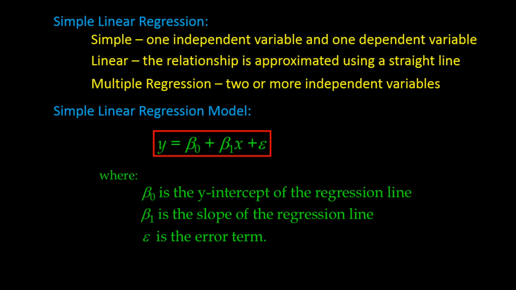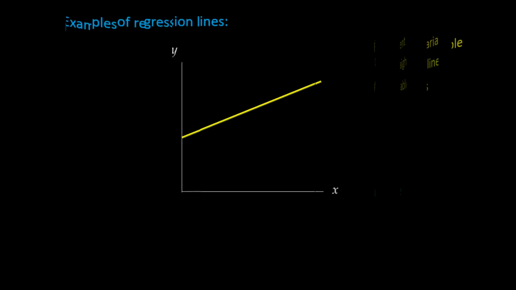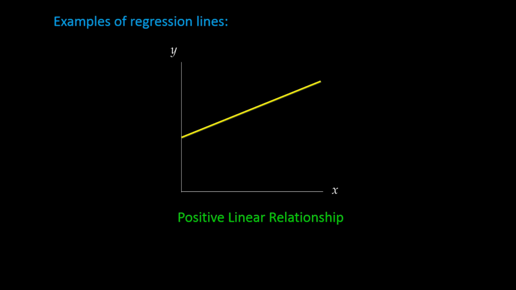Let's take a look at some examples of the regression line. Here we have an example that shows a line sloping upward. Because the line is sloping upward, it is showing a positive or increasing relationship between x and y.